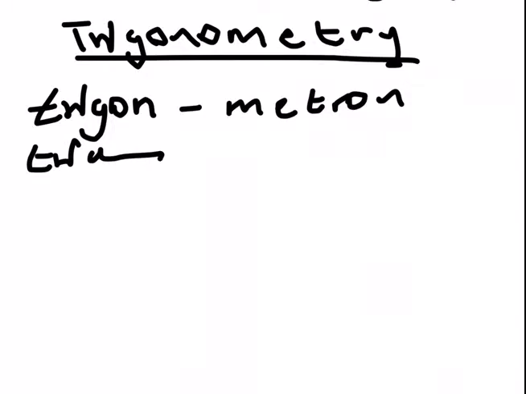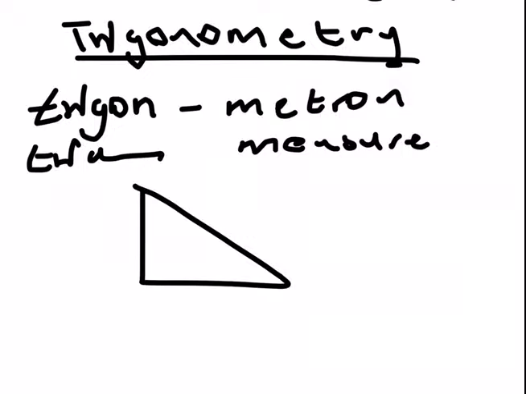And then what about metron? It simply means measure, honorable member. So that means you can already see that we are talking about measuring, and then we're talking about a triangle. So in other words, trigonometry literally means measurement of a triangle. That's what you need to know, honorable member. We are just measuring a triangle, not just any triangle, but this specific one being a right-angled triangle.